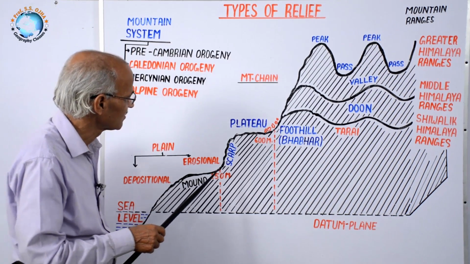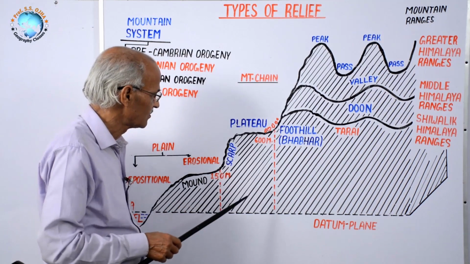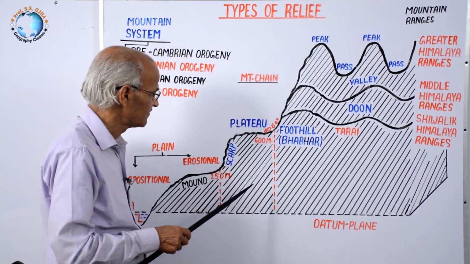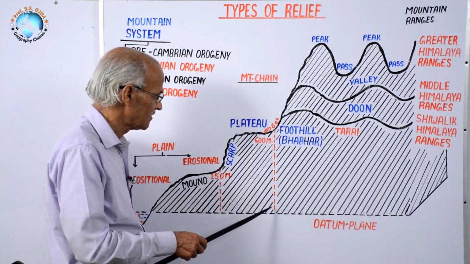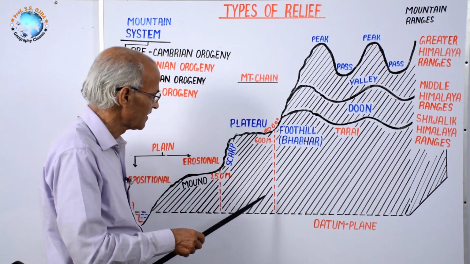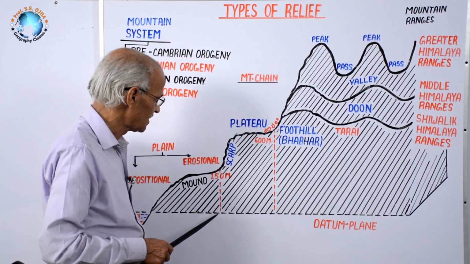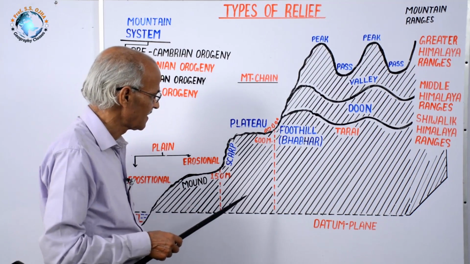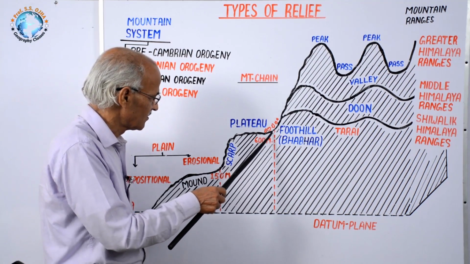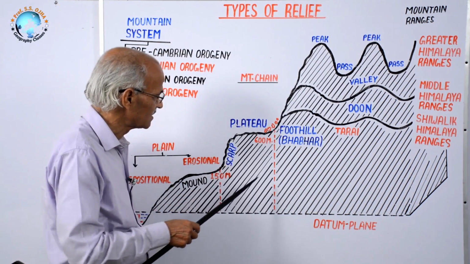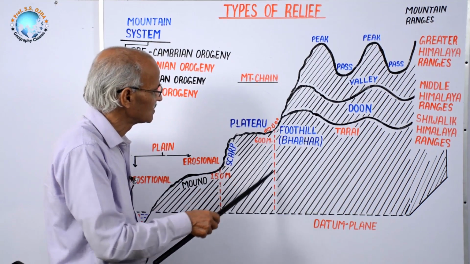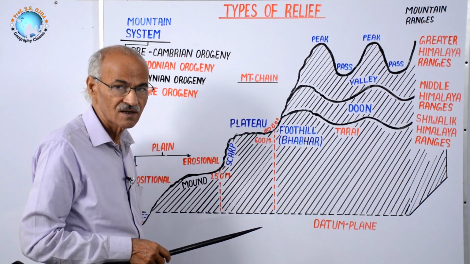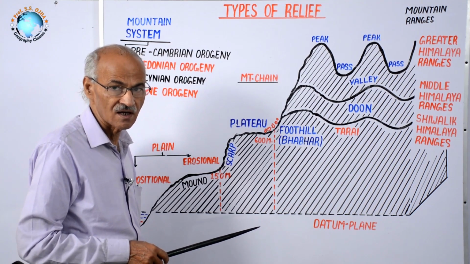And now the second topography is plateau. With reference to height, the height of plateau is between 150 meters to 600 meters. Means the height of plateau is below 600 meters. But there are some exceptions also.